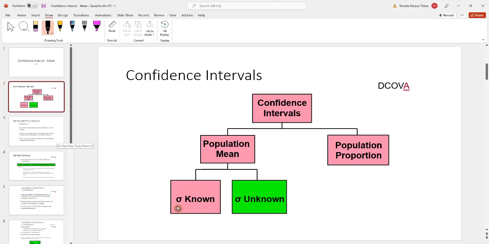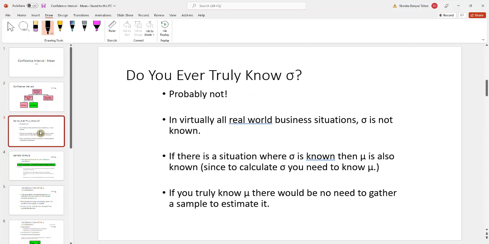The reason I don't concentrate on the standard deviation being known is because do you ever really truly know what the population standard deviation is? Probably not. In virtually all real-world business situations, the standard deviation of the population is not known. If the standard deviation is known, then that means the mean is also known, because in order to calculate the standard deviation, you need to know the mean. If you truly know what the mean is, there will be no need to gather a sample to do an estimate.